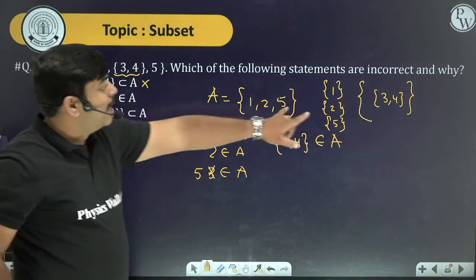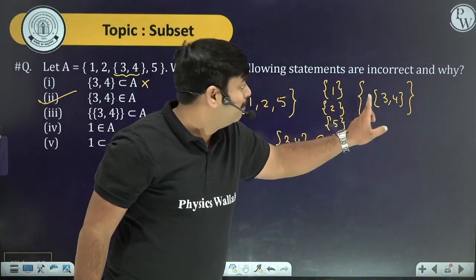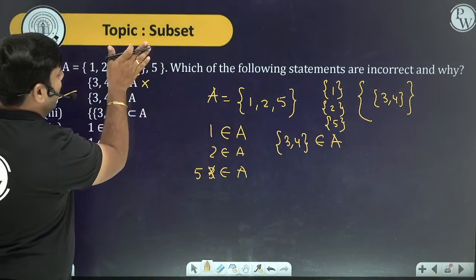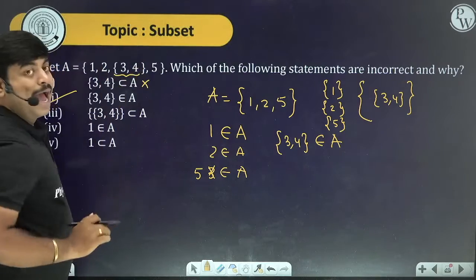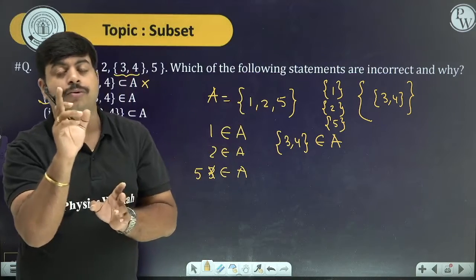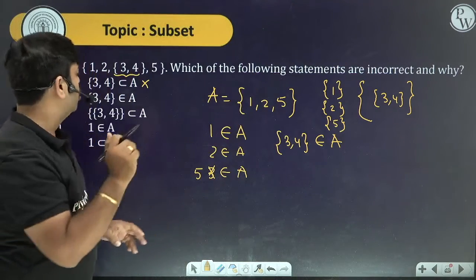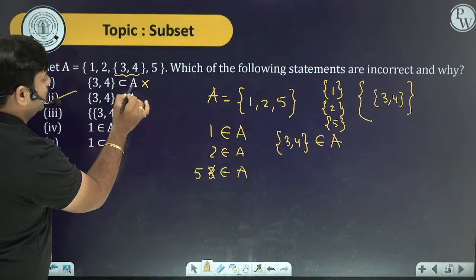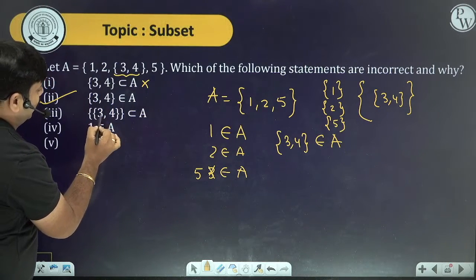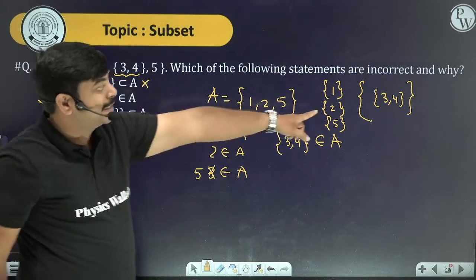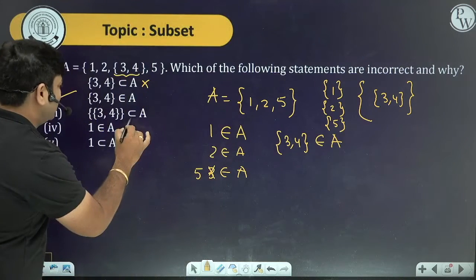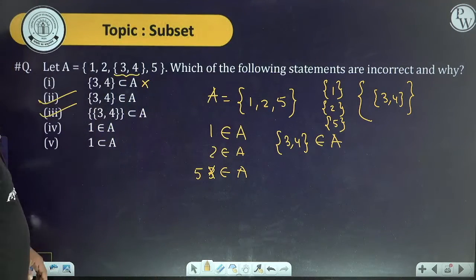We need to have double brackets. You need to have double braces. Why? People, the element itself has braces, and for a subset you should have one more set of braces. So two sets of braces should come, right? So {3, 4} as a subset of A is wrong, and the set {{3, 4}} as a subset of A is correct.